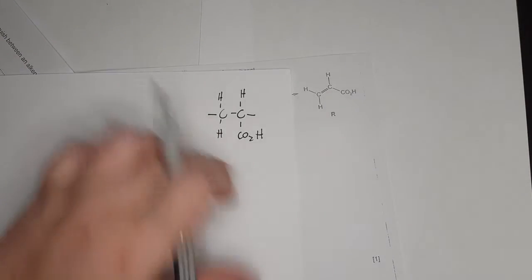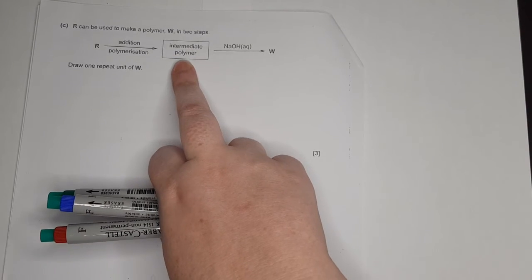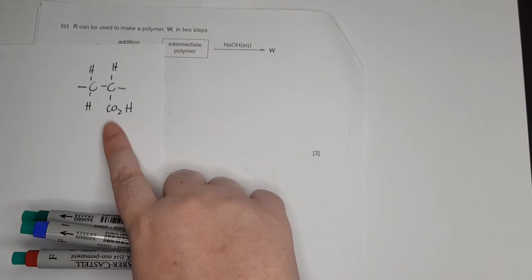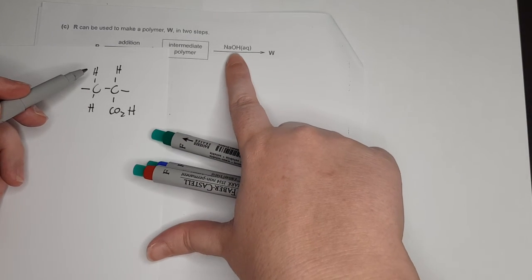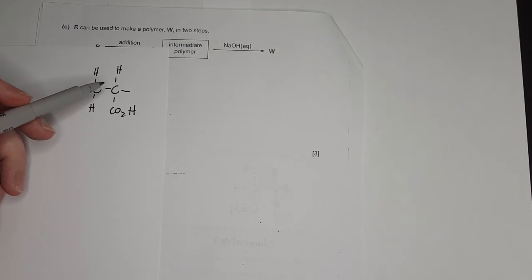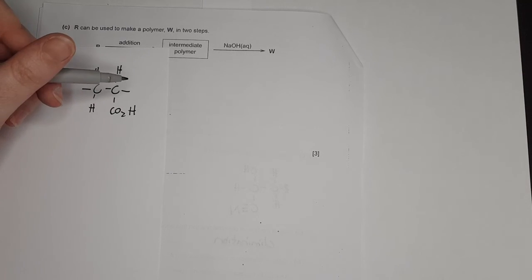So that would then be our addition polymer that we've made. So that's the intermediate over there. So that's what we've got. Now we took this and we reacted it with NaOH. So NaOH we know is a base, and the only thing over here that could react with it is this acid. Because remember, carboxylic acids react exactly the same way as regular acids.